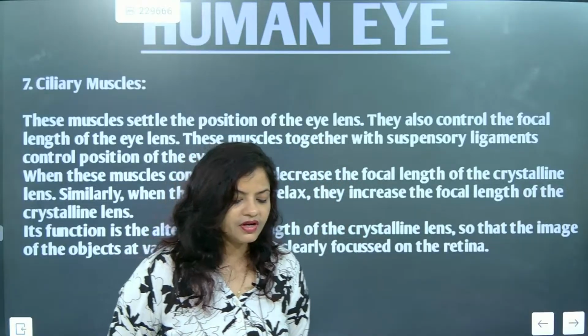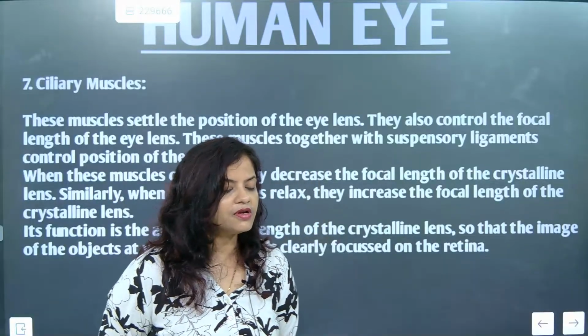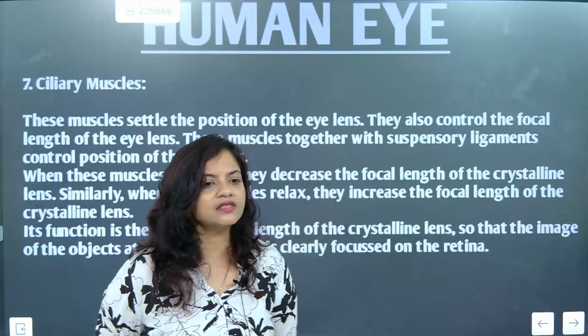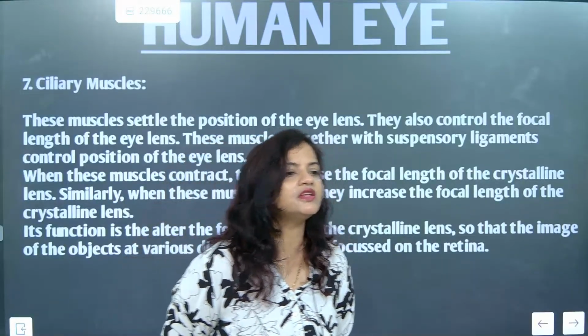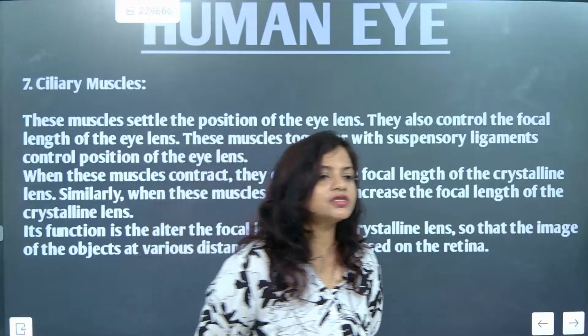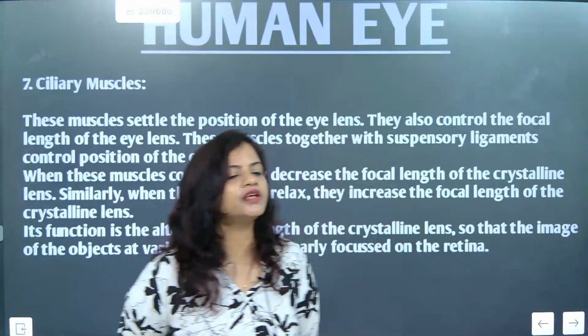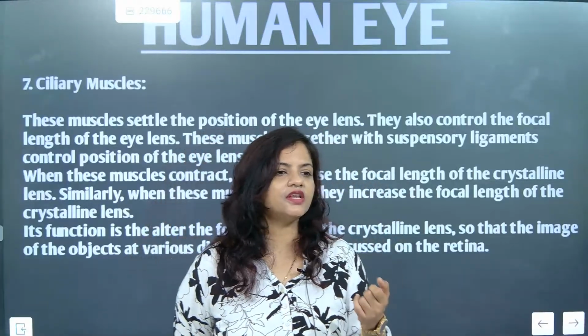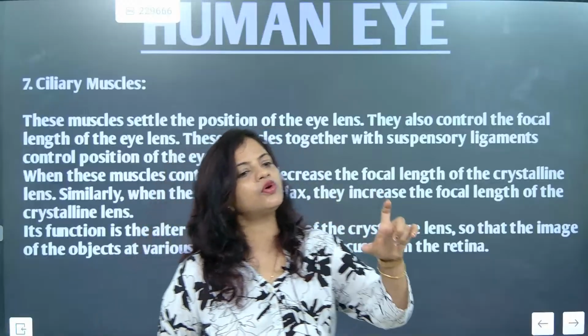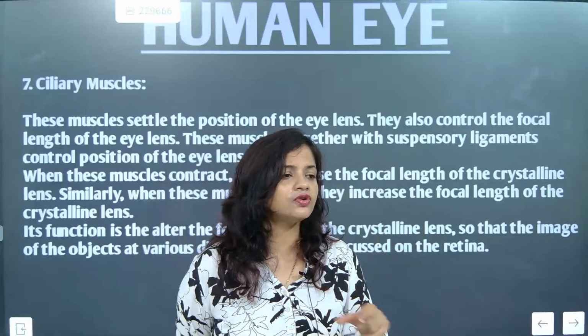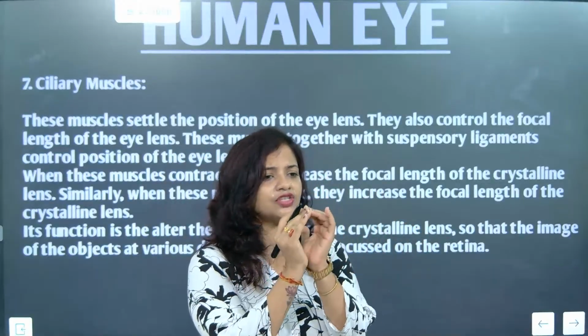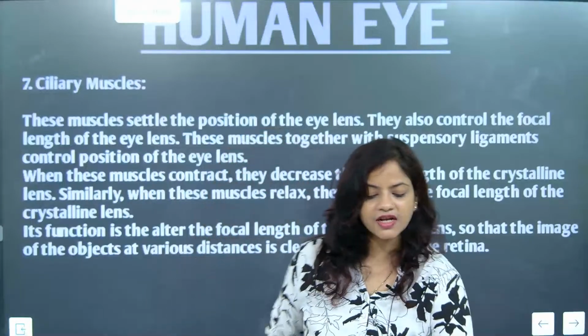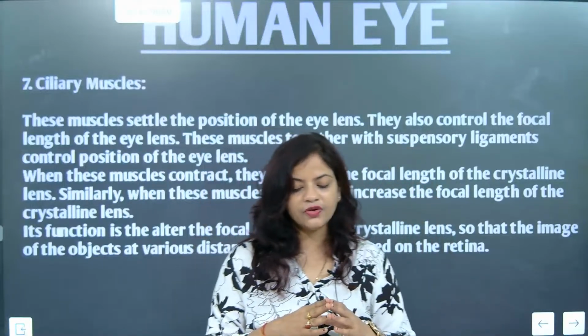You might have written by now. Come on, think. Ciliary muscles affect the suspensory ligament. See, contraction of the ciliary muscles will change the suspensory ligament. The suspensory ligament will also contract and relax. Understood? And because of this contraction and relaxation, the focal length of the lens changes.